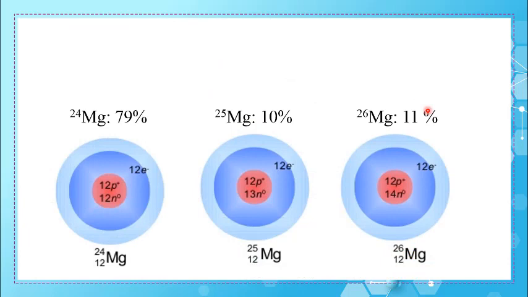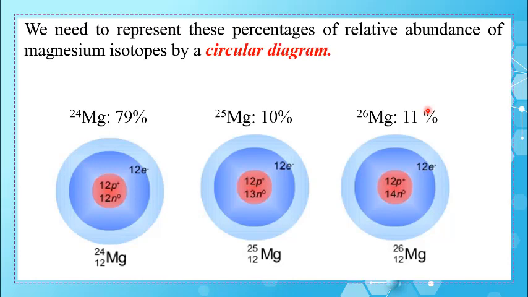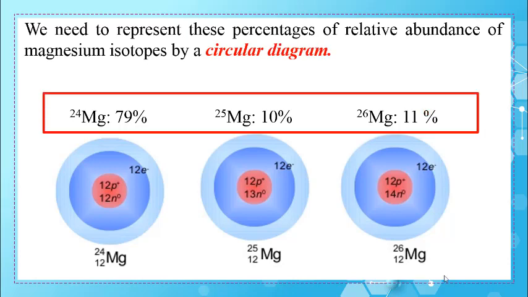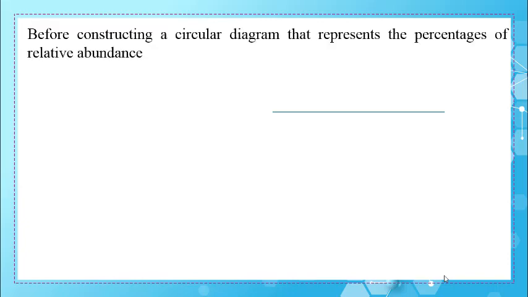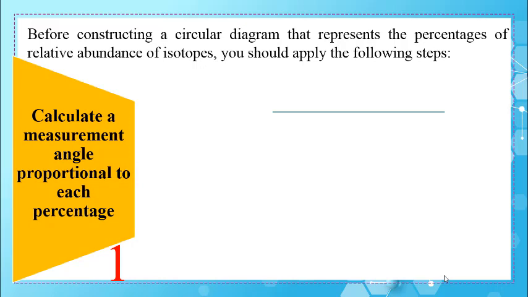Now we need to represent these percentages of relative abundance of the magnesium isotopes by a circular diagram or a pie chart. Before constructing a circular diagram that represents the percentages of the relative abundance of isotopes, you should apply the following steps. Step 1. Calculate a measurement angle proportional to each percentage. This is because we are transforming percentages of isotopes into angles. So the rule we should follow to calculate the angle is: angle equals percentage of the isotope times 360 over 100.